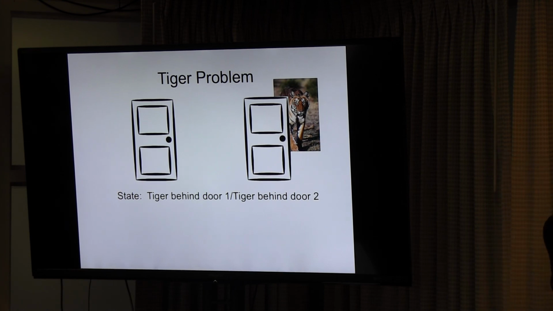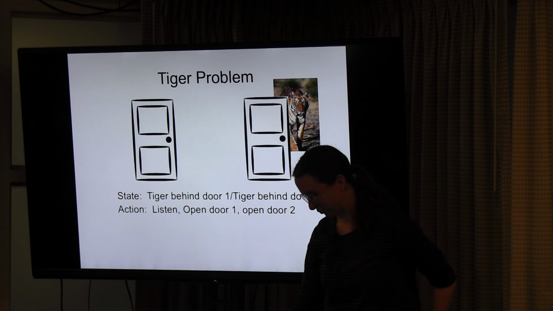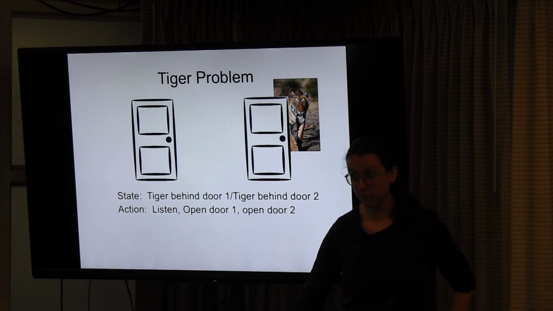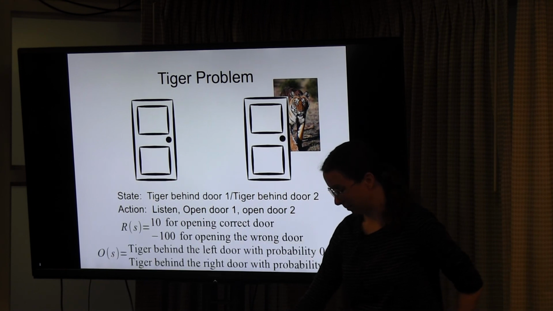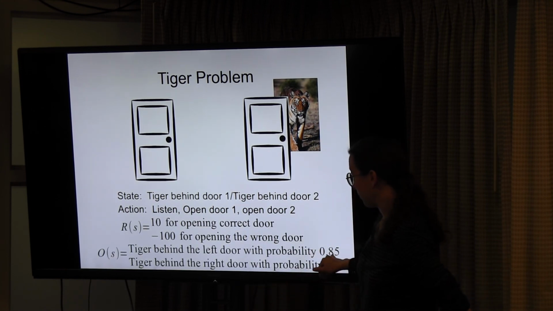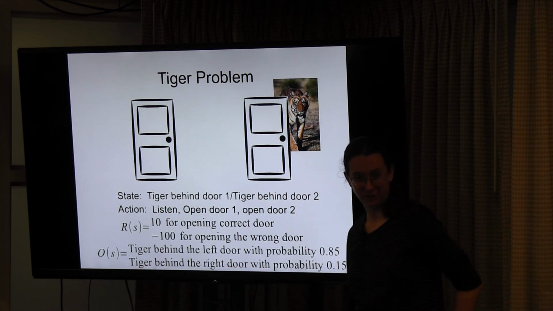Yeah, don't bother the tiger. But we don't know the state. So instead, what we have is the ability to listen and get an observation. If we listen, then this depends on the two states. There are more rows to this that I didn't write down.